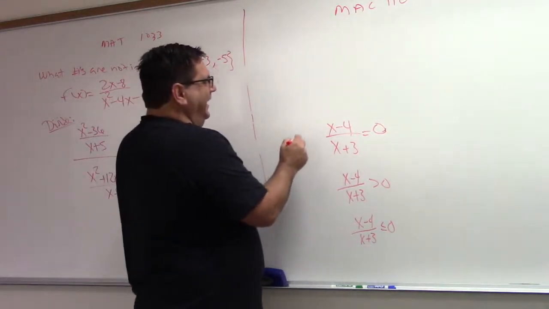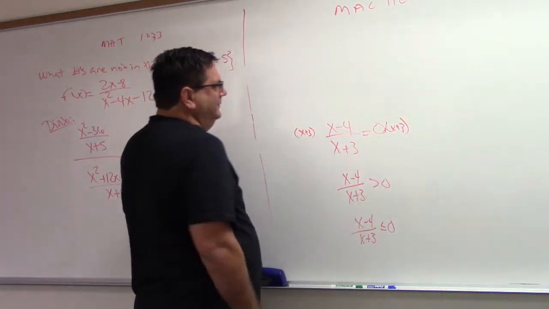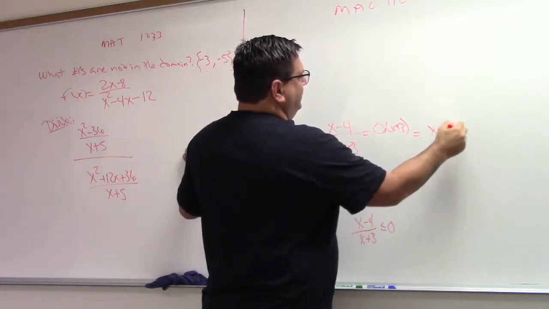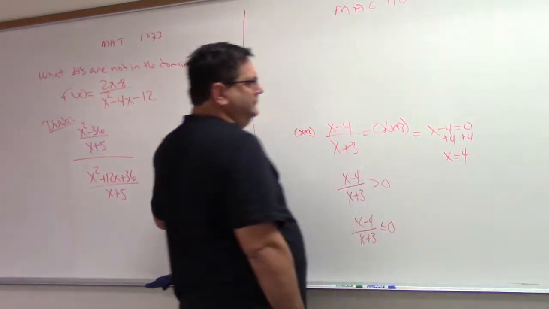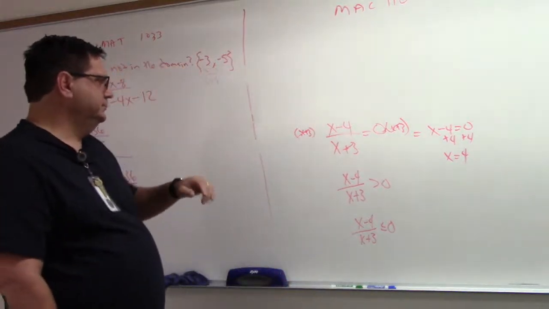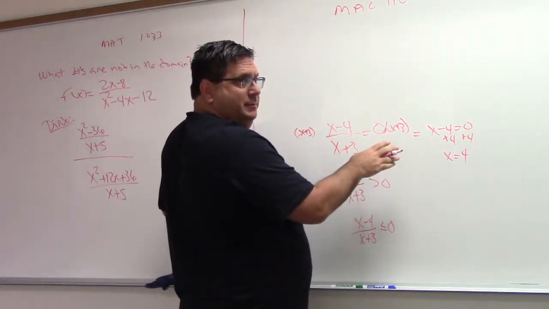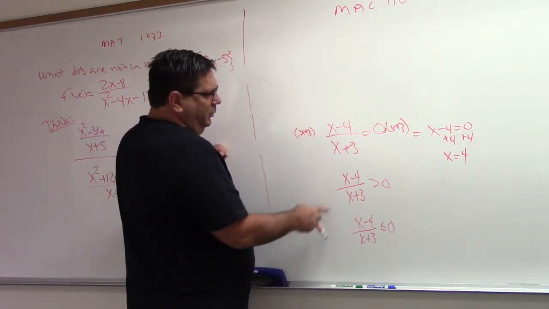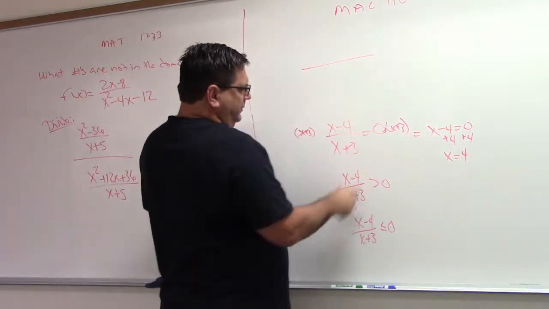All right, we're gonna multiply by x plus 3. That's gonna get rid of this, yeah? This is x minus 4 equals 0. Add 4, you get x equals 4, yeah? Now, that's the easy one, okay? That's the answer, it's just 4. So here, for these two, you gotta do a sign graph.